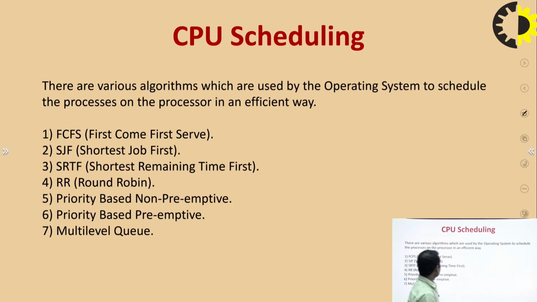So there are various algorithms used by the operating system to schedule processes on the processor in an efficient way: FCFS scheduling, first come first serve; SJF, shortest job first; SRTF, shortest remaining time first; round robin, RR; priority based non-preemptive approach; priority based preemptive approach; and multi-level queue.